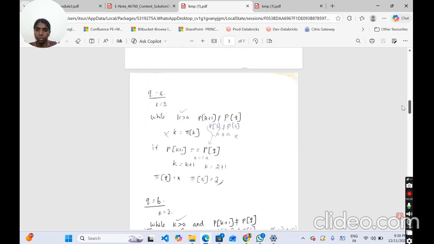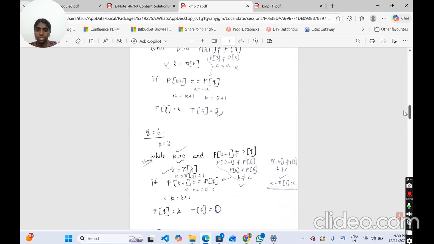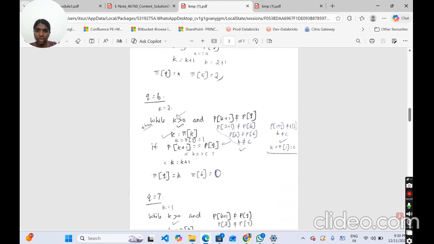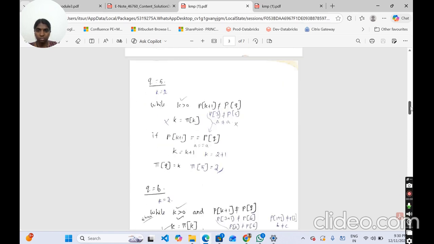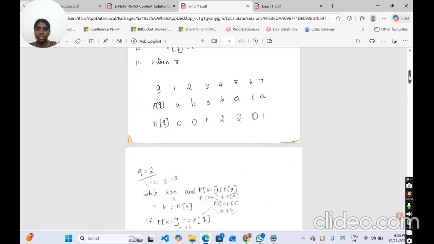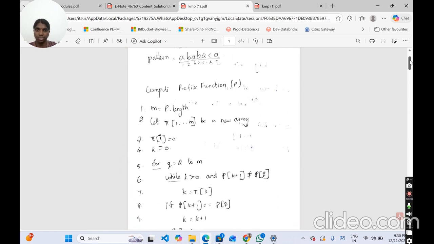Only when q equals 5 or 6, the while loop's both conditions will be satisfied and k will be pi of k. In that case, pi of 3 we already calculated as 1, so we update here. And once the pi calculation is done, we will compare our actual pattern with the text.